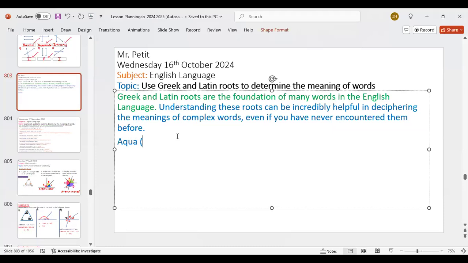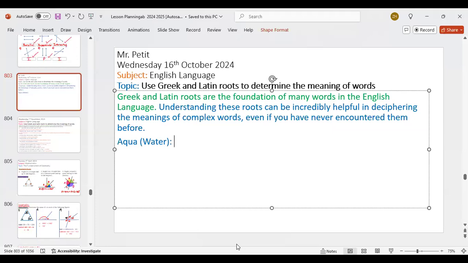Okay, aqua, what does aqua mean? Water. So give me some words that have aqua in it. Aquapure. Aquaman. Aquamarine. Aquifer. Aquarium. Aquatic. Aquatics. So aqua, aquapure, very good.